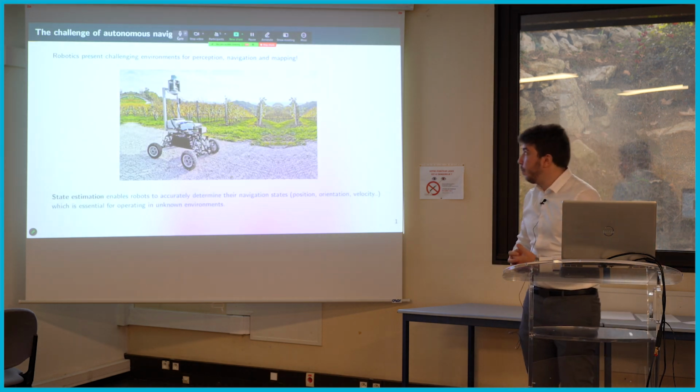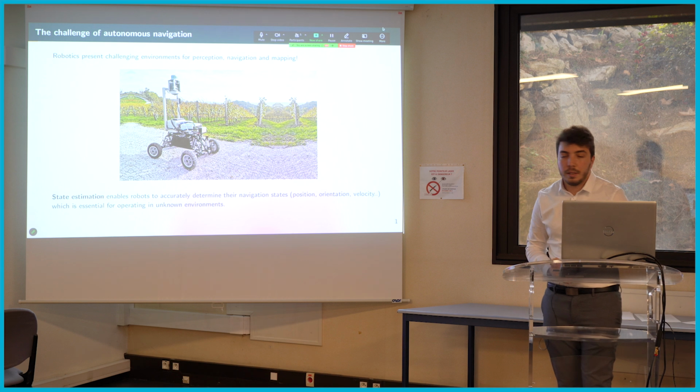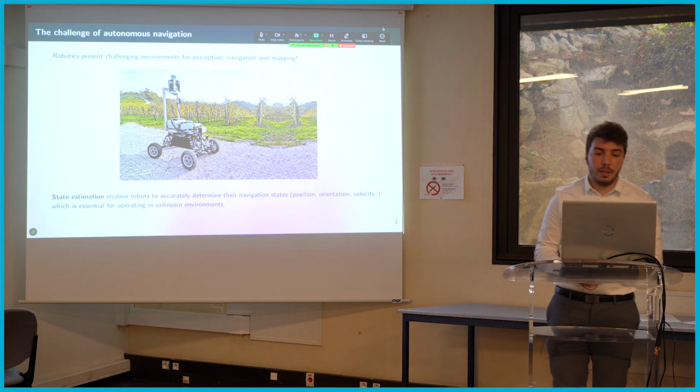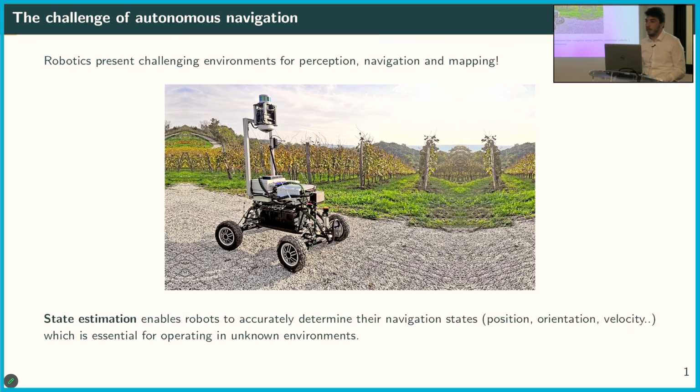So the problem that we're dealing with itself is the problem of autonomous navigation. The challenge of autonomous navigation is predominantly present today, and for robots it's quite challenging to perform perception, navigation, or mapping tasks in diverse environments. And so one of the backbones of autonomous navigation nowadays is what we call state estimation. This enables robots to accurately determine their navigation state. So that's their position, orientation, or velocity, which is essential to operate in unknown environments.